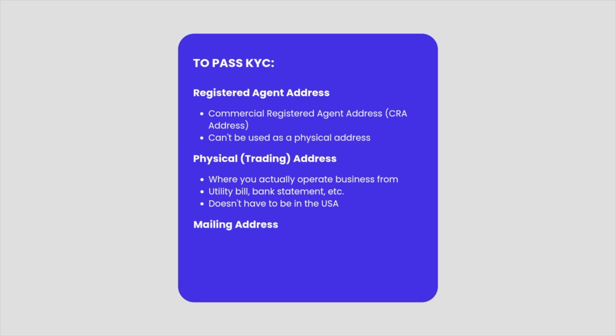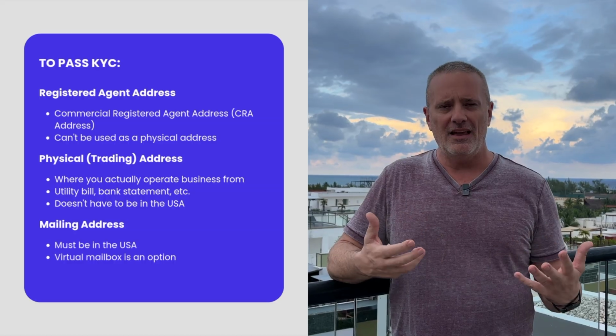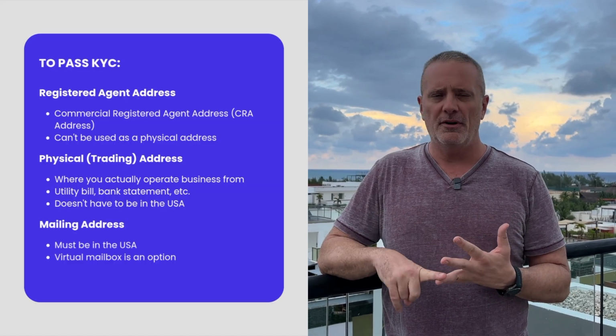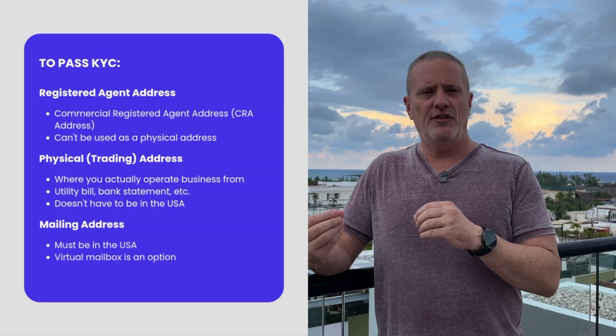And then the third address you have to have is a mailing address in the US. So if you've got a US company with a US bank account, they're going to require you to have a US mailing address. So if you get bank statements or credit cards or debit cards sent to you in the mail, they are not going to mail that to your physical address if your physical address is outside of the US. The banks will generally accept your physical address almost anywhere in the world.